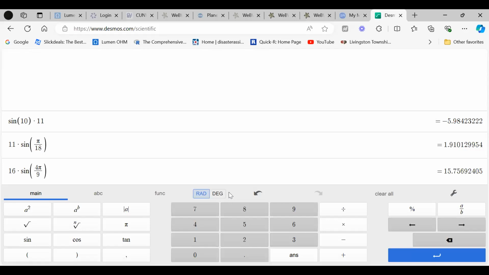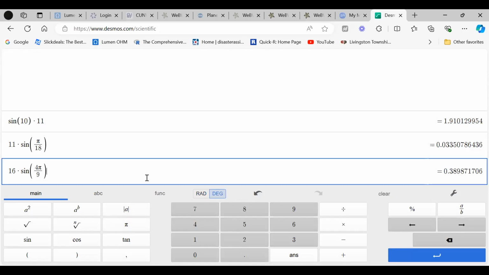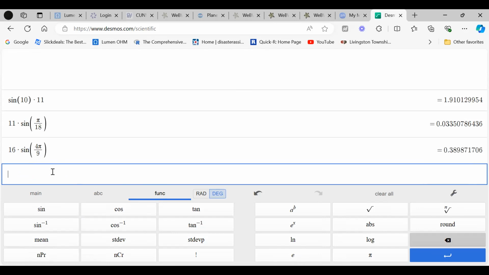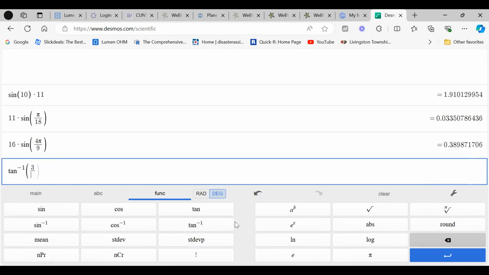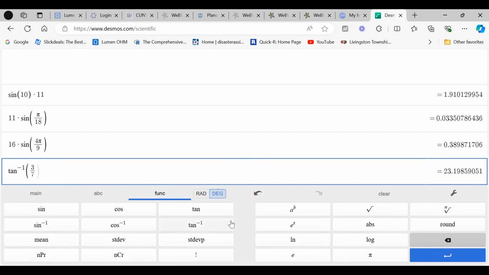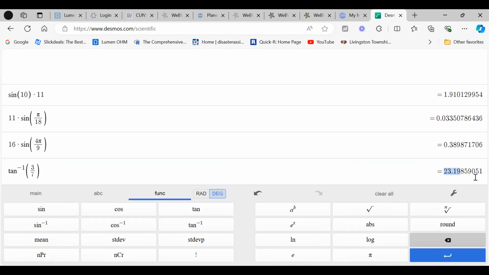Let's go back to this, and we're going to use degree measurement. I'm going to use the arctangent function. You see this tangent to the power of -1, right? Tangent -1 means arctangent. So tangent -1 of 3 over 7, and that will give us the degree measurement. It turned out to be 23.2, right? 23.2 degrees.